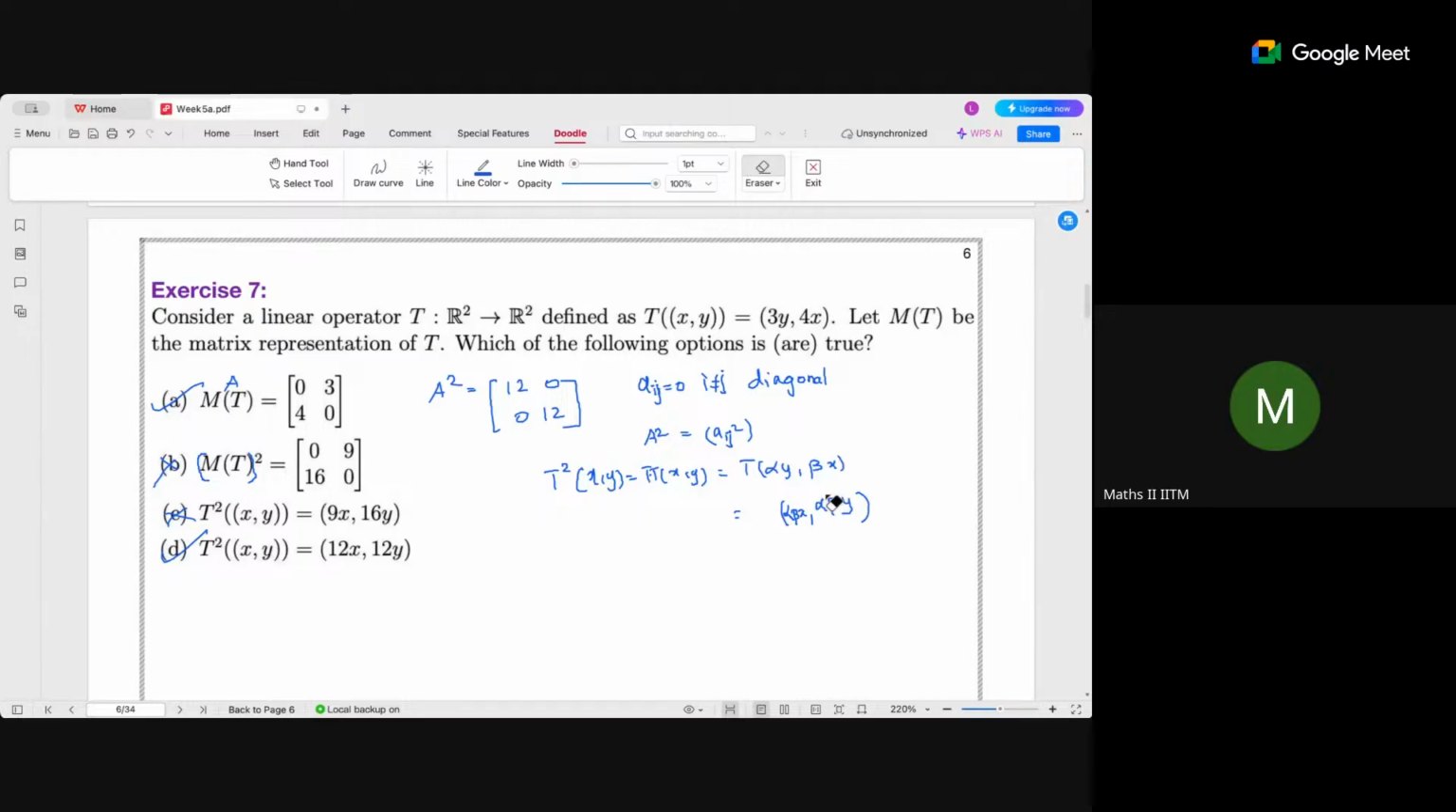In fact, a scalar matrix, not just diagonal, but in fact a scalar matrix.